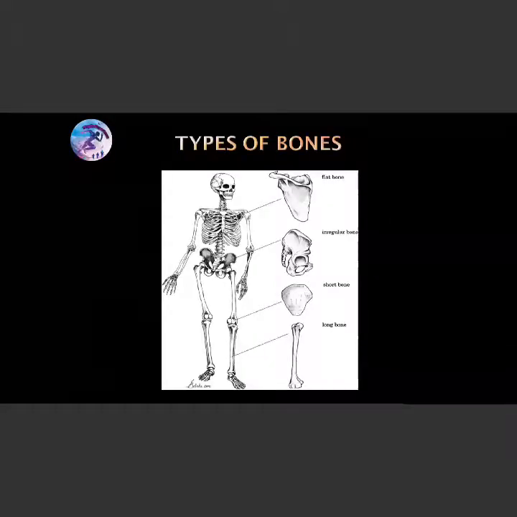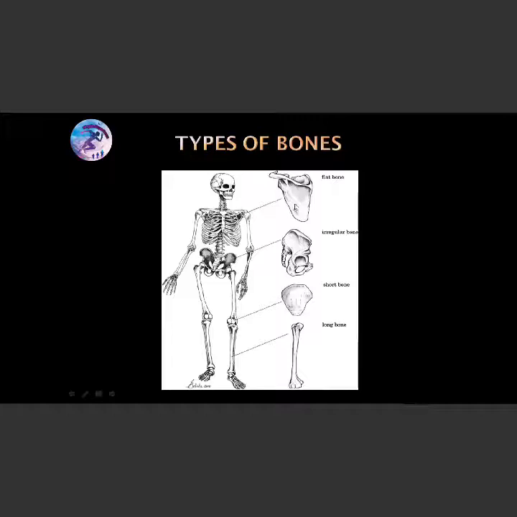So this is my new video, and today's topic is the convex concave rule. Before turning to the topic, it's important to know the types of bones. There are basically four main types. You can see here the flat bone, irregular bone, short bone, and long bone.